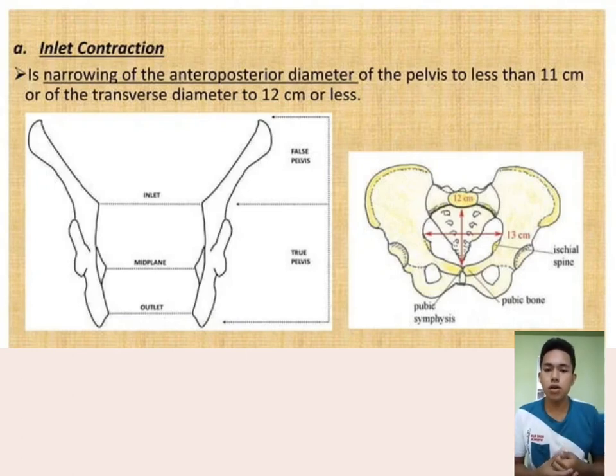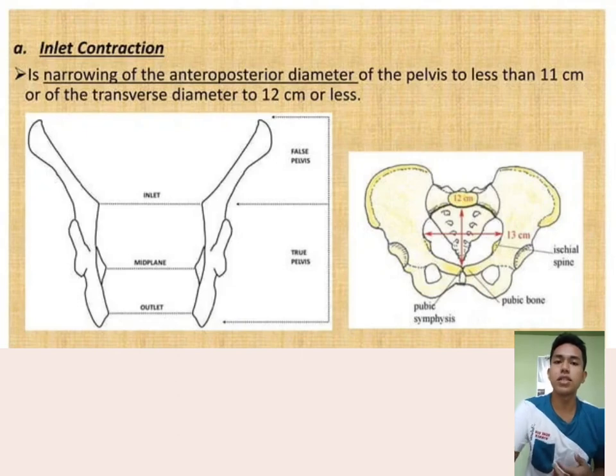childbirth. If you have a narrow pelvic inlet, it can cause certain complications during labor, such as prolonged labor, fetal malposition, and increased risk of C-section, because it will be hard for mother and child to go through natural labor if the mother has a narrow pelvis. We have also assisted delivery, and lastly, fetal distress.